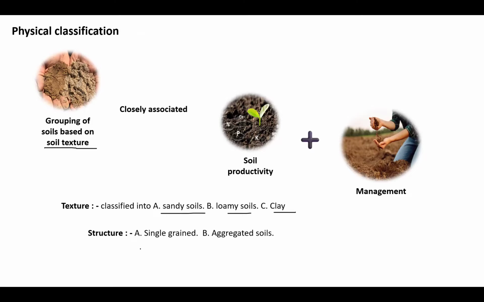And based on structure, within the same physical classification, they will classify soils as single grain and aggregated soils. This is also a better classification compared to the economic classification, but still there is not that much systematic evaluation. We cannot bring it into a very scientific manner in this physical classification.